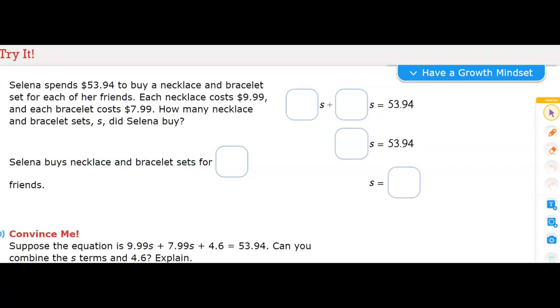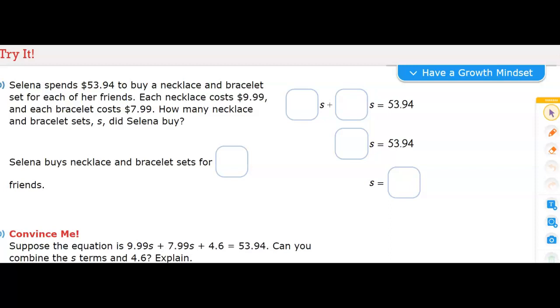Selena spends $53.94 to buy a necklace and bracelet set for each of her friends. Each necklace costs $9.99, and each bracelet costs $7.99. How many necklace and bracelet sets, S, did Selena buy? Selena buys necklaces and bracelets for blank friends. That's what we are trying to find.